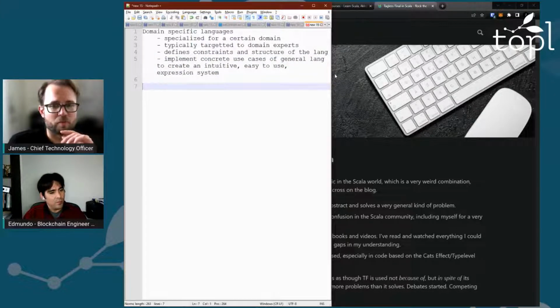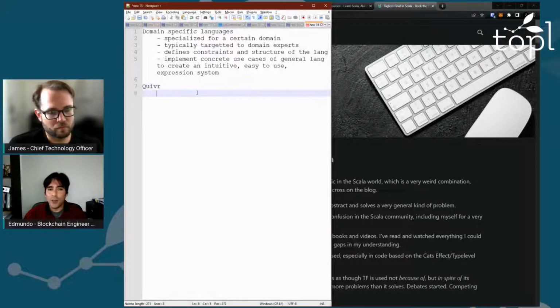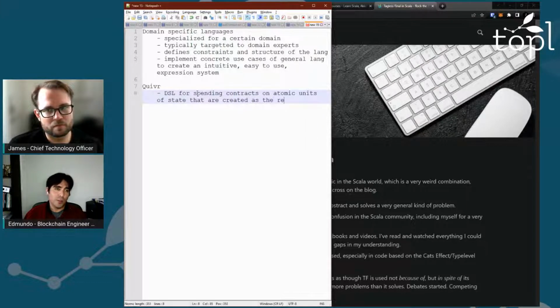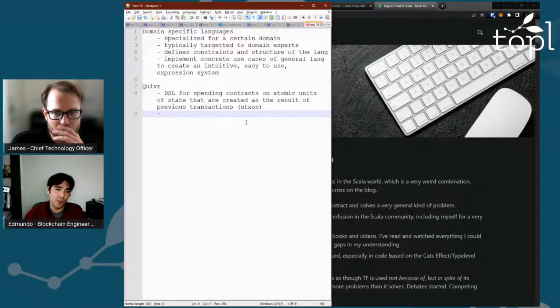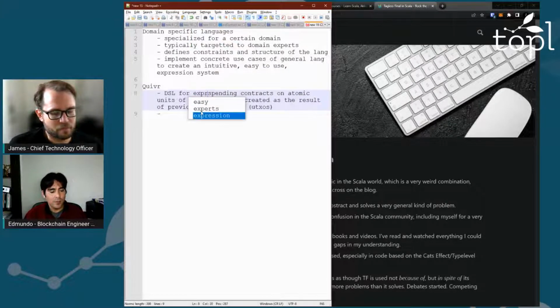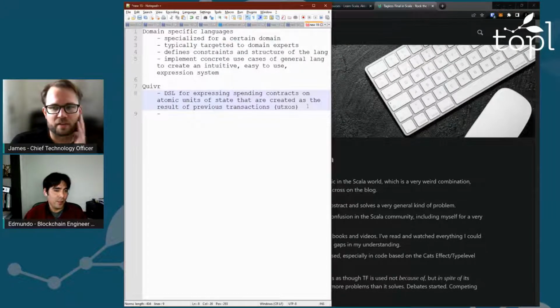So that would be the main idea, in a very general way. In our case, in Quiver, what we want is a domain-specific language to describe, well, it can be transaction logs or contracts on how to spend a specific box in the blockchain. So the contract would say what we need to fulfill in order to spend some asset that is stored in a UTXO, for example. Yes, so that would be it, very, very generally.